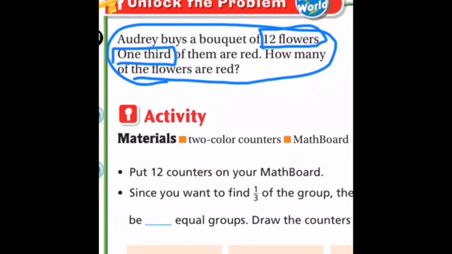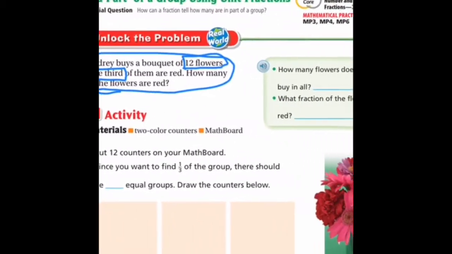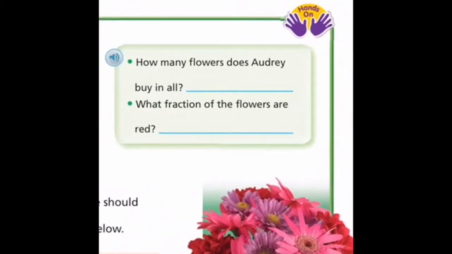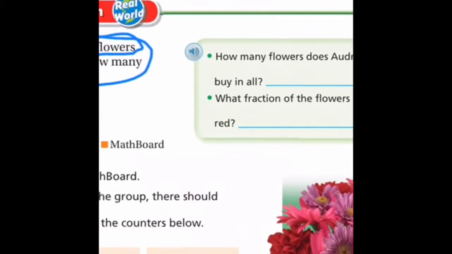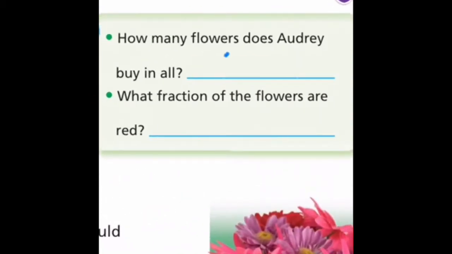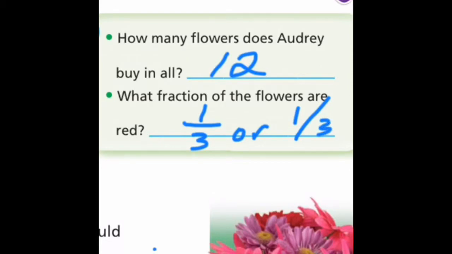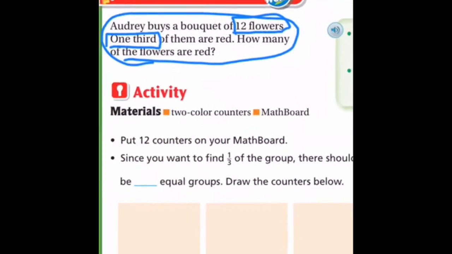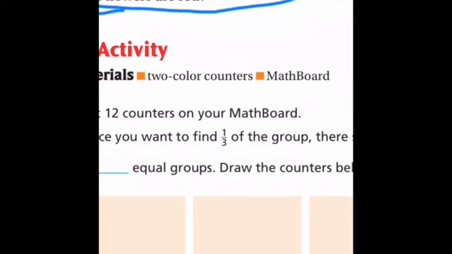So I'll show you a strategy to figure this out. But first, let's look at the green box. How many flowers does Audrey buy in all? She bought 12 flowers. What fraction of the flowers are red? 1/3. Okay. First thing we're going to do is we need 12 counters because there are 12 flowers.